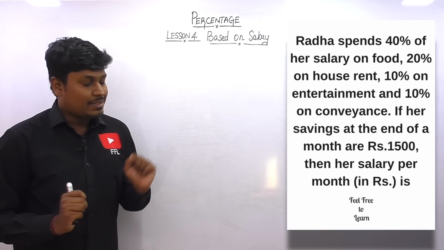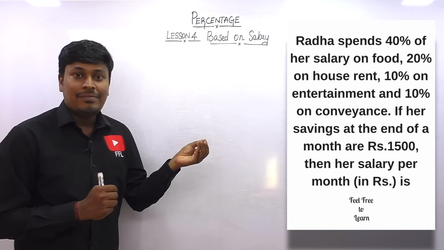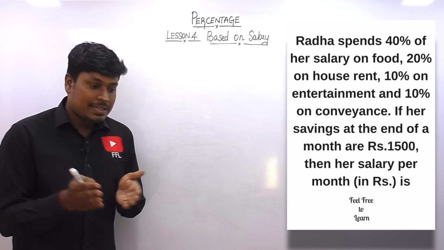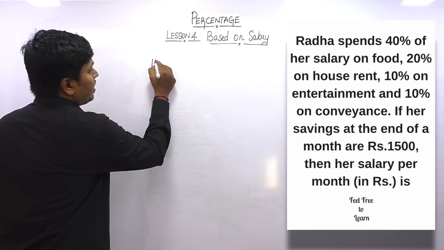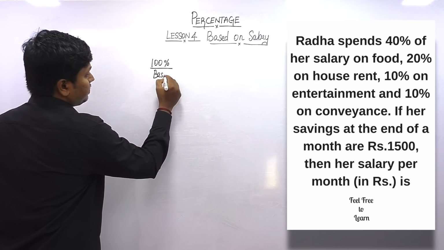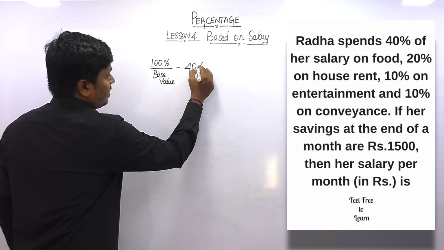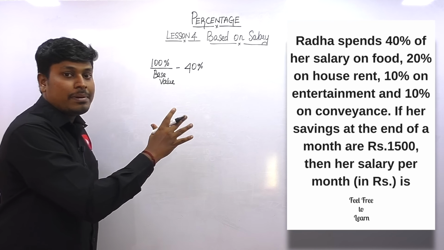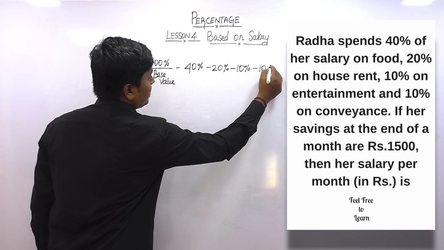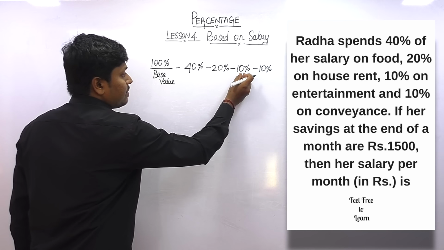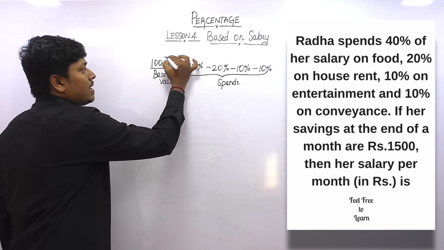Interesting question and also an easy question. Just now I told you in the beginning, we don't know the salary of the person. In most questions we don't know the salary. If we don't know the salary, we should keep it as the base value, that is 100%. Either you can keep rupees 100 as the base value, or otherwise you can keep 100% as the base value for the salary. So I am going to keep Radha's salary as 100% base value. From this salary, she is spending 40% on food, so minus 40. From her salary, we are subtracting 40% because she is spending 40% on food. Similarly, 20% on house rent, another 10% on entertainment and last 10% on conveyance. So finally 40%, 20%, 10% and 10%. These are the percentages that Radha spends.